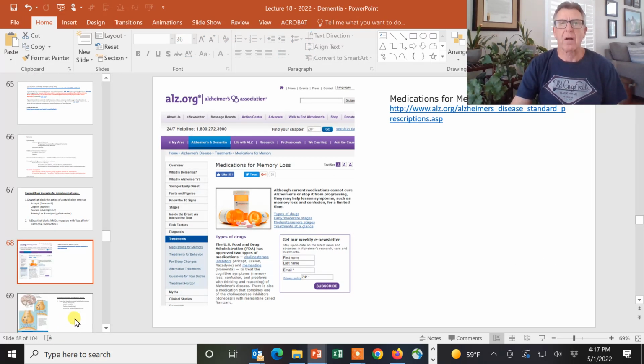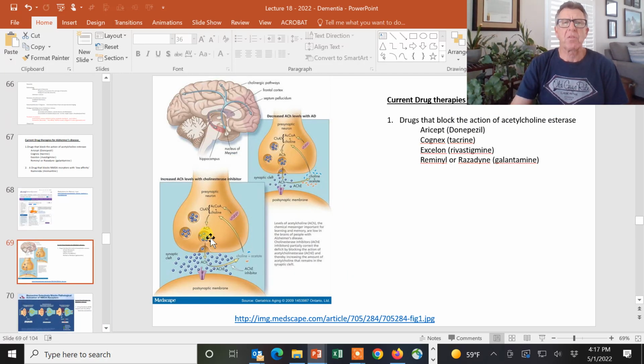So this is the concept of these acetylcholine esterase inhibitors. We're going to look at these medications for memory loss. This is from Alzheimer's.org. This is an acetylcholine synapse right here. And the cholinergic nucleus, which is located right down here, sends axons all throughout the cortex.